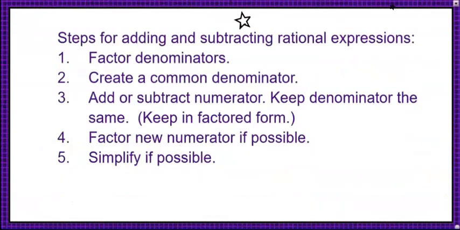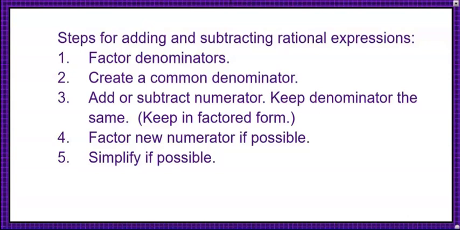So these are some simple steps for adding and subtracting rational expressions. You can write these down, but I'm actually going to keep these in a smaller version on the next few slides anyway. So if you don't get them written down, you'll still see them. Notice number 2 says create a common denominator. It does not say an LCD or a least common denominator. It's not necessary to create a least common denominator. It's just helpful at the end when you need to simplify.